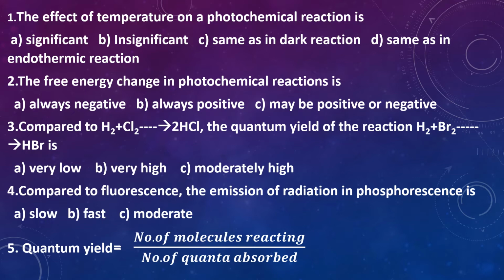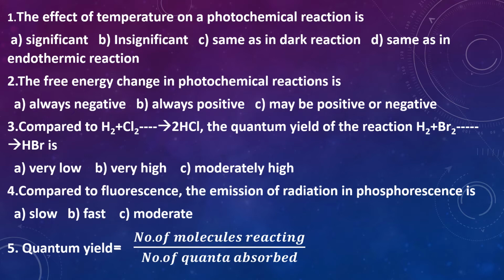Question number 3. Compared to H2 plus Cl2 gives 2HCl, the quantum yield of the reaction H2 plus Br2 gives HBr is. Options: A. Very low, B. Very high, and C. Moderately high.